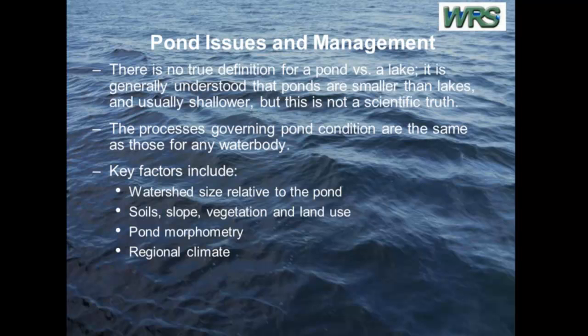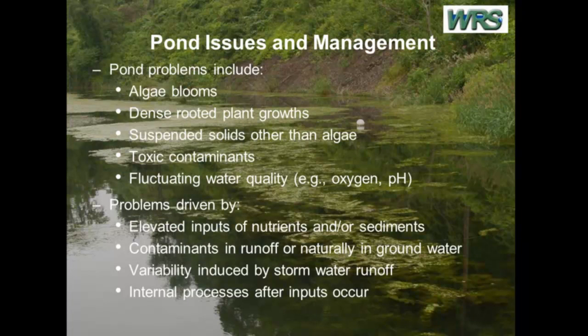Pond morphometry, fancy word, just means the shape of the pond, the three-dimensional shape and its depth and the depth contours. And then your regional climate. I gather people are mostly from the southeast on this, but they could be from anywhere. I happen to be in Massachusetts. Things are very different here than in Florida in terms of the basic soils, but also in terms of the climate. And that does affect the pond condition.